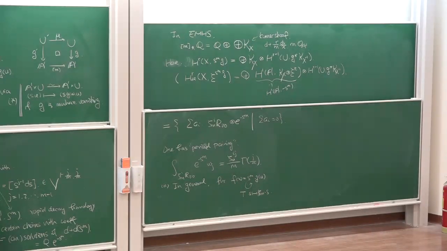So this character acts on H^{p,q} as z to the power minus p and z bar to the power minus q. But you want to have this conjugate condition, and when you do the conjugation, you need to interchange these two characters.